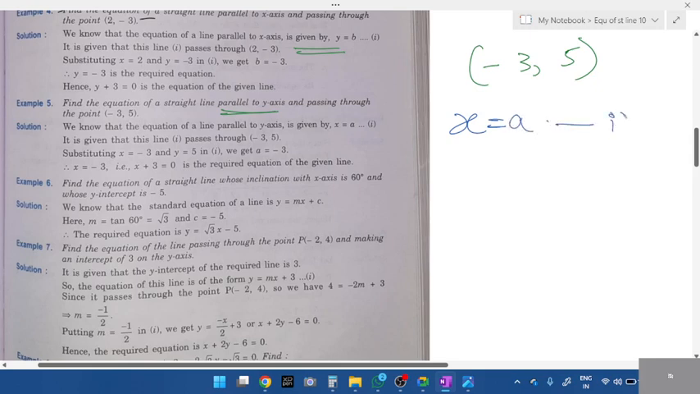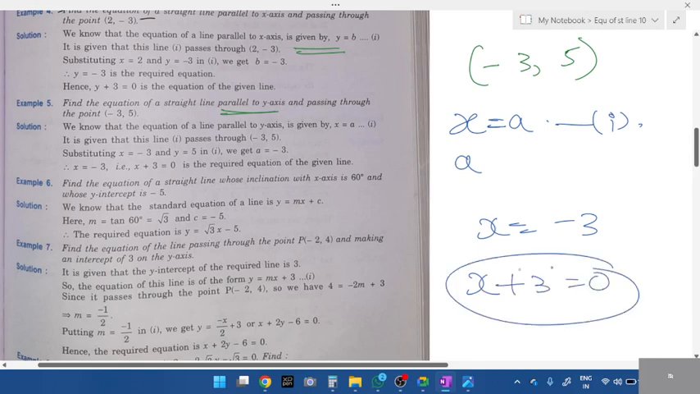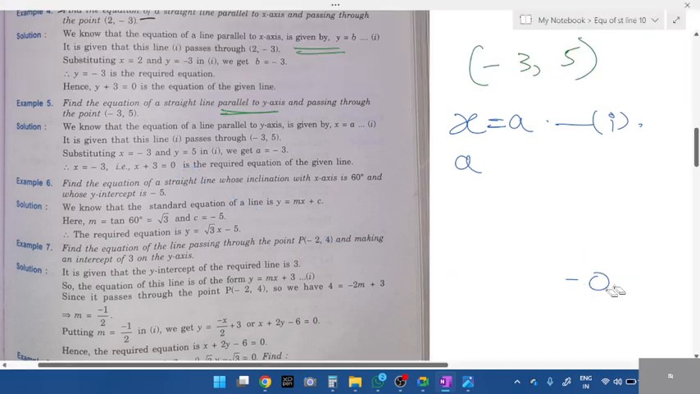Like this. First equation. Then below that, right? We know the answer is 3. Look here, students. Direct. This is the answer. X is equal to minus 3. X plus 3 is equal to 0. Is it correct? All of you. Yes. But you can't write the direct answer like this. You have to show the solution.